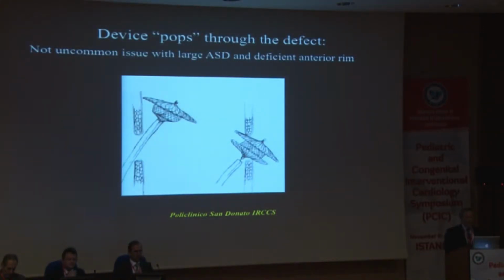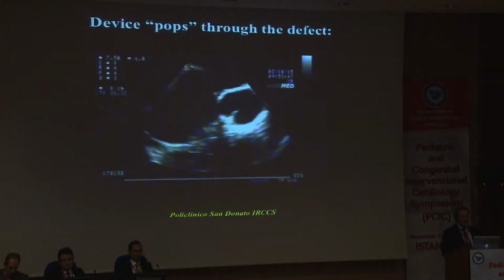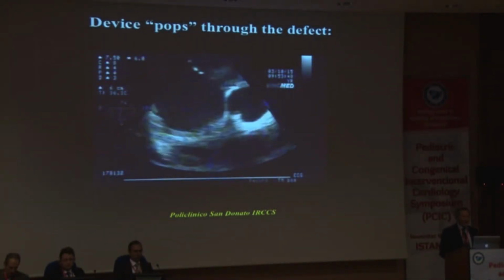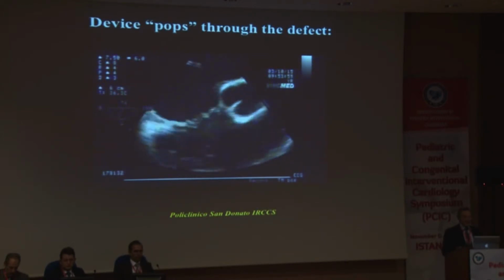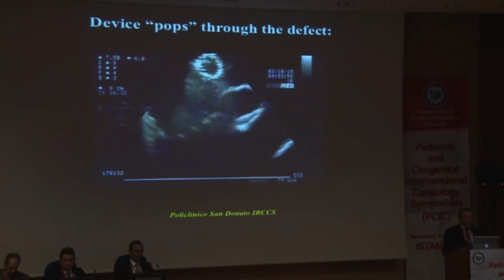Well, the technical problem that we usually face, very often, during device implantation with a deficient anterior rim is that the device is popping through the defect. That's an example with the deficient aortic rim, where the device is deployed into the left atrium. When approaching the atrial septum, actually it's slipping through the defect.